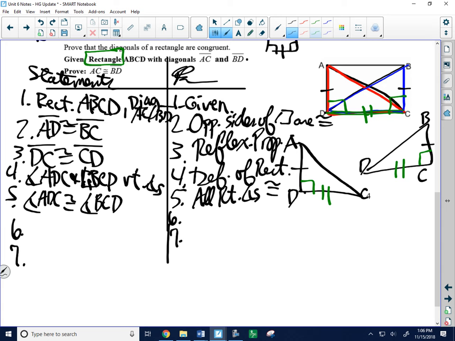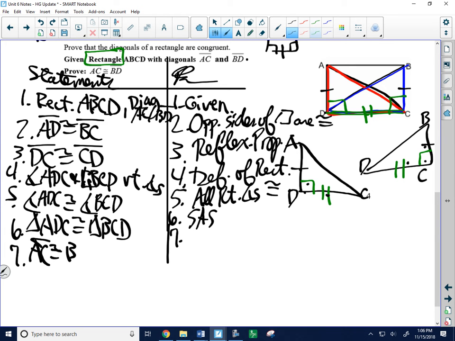So I got enough. In each of the triangles, I have 2 sides and the included angle. 2 sides and included angle. So the triangles will be congruent by SAS. Triangle ADC is congruent to triangle BCD. And then the hypotenuse, the diagonals. AC is congruent to BD. CPCTC. That is an important one to know.